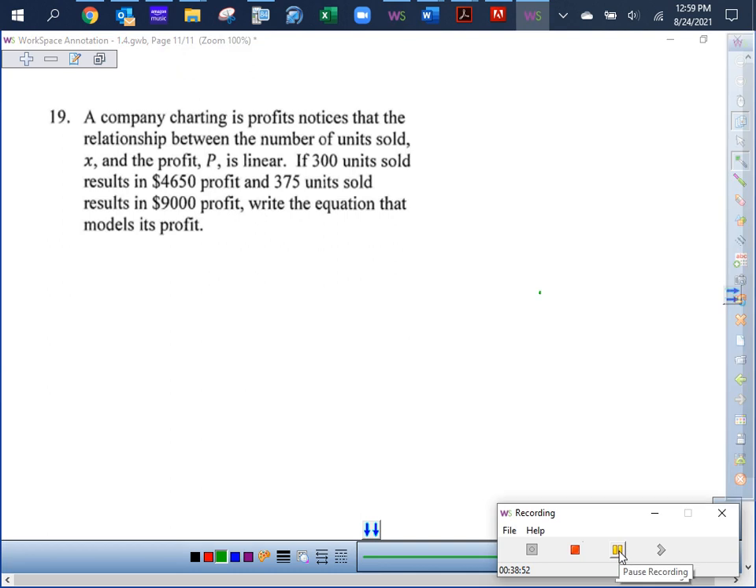So, another story. Do they straight up tell me a slope, like a rate of change, or are we going to have to figure that out? Got to figure it out.